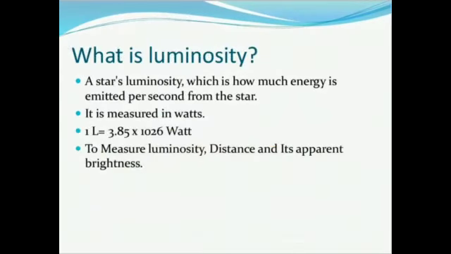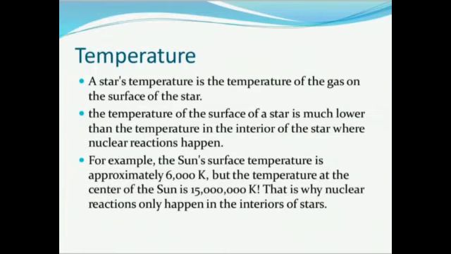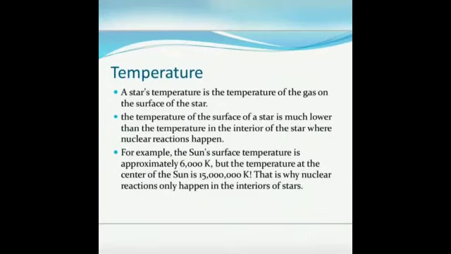What is luminosity? When I talk about this red dwarf Ross 614b, I said that it has only 1/2000 of the sun's luminosity. But what does luminosity mean? A star's luminosity is how much energy is emitted per second from the star. It is measured in watts, and one solar luminosity is 3.85 times 10 raised to 26 watts. To measure luminosity, distance and apparent brightness are essential.